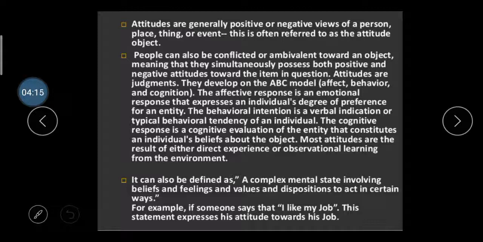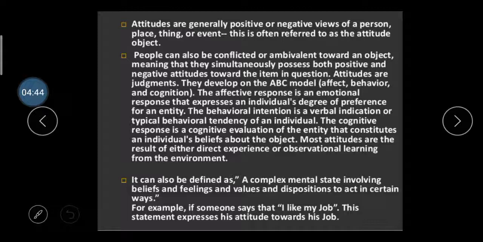People can have conflicts or ambivalence toward the object, meaning that both are simultaneously processed. Both positive and negative attitudes toward the item in question. So attitudes are judgments developed on the ABC model. ABC model means what? Affect, behavior and cognition. So affect is an emotional response that expresses an individual's degree of preference for the entity.